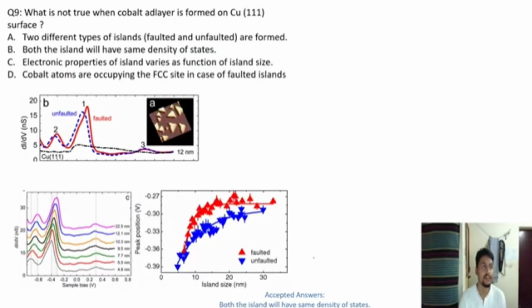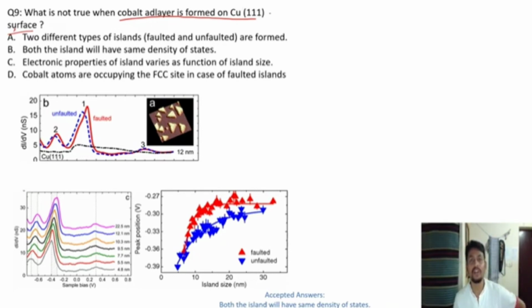Density of states in surface and STM is not always constant. It is never constant. Now coming to the second last question. What is not true when a cobalt ad layer is formed on the copper 111 surface? This is a very much discussed question in the previous assignments of the class. Also, I have discussed how it will form.